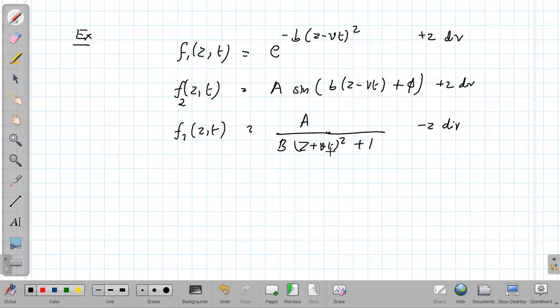If you get two terms, then the ratio between the coefficient of time and the coefficient of space will give the speed of the wave. So we can get information about the speed of the wave as well as the direction of propagation of the wave by just looking at the functional form of the wave.